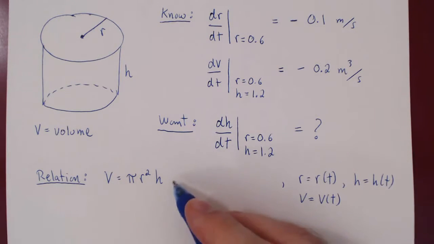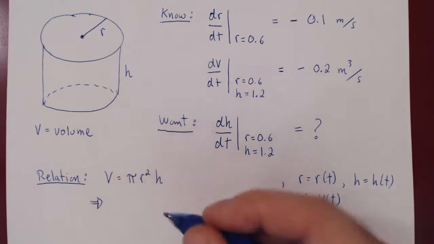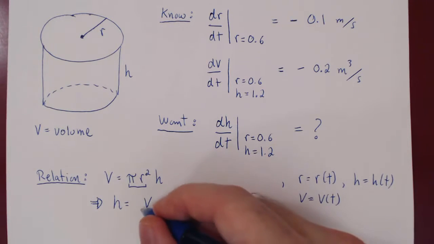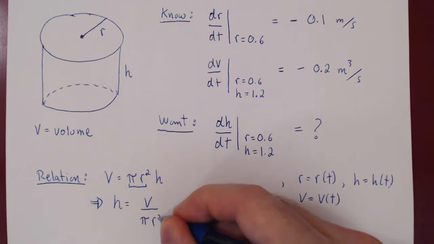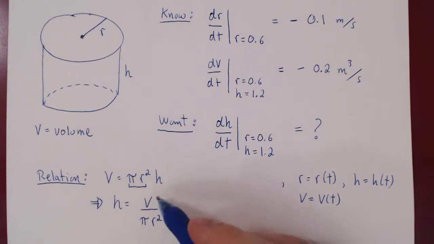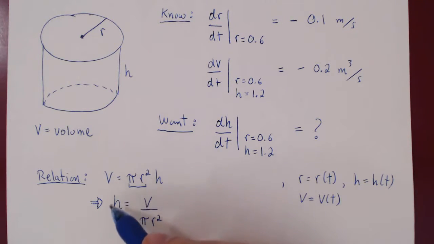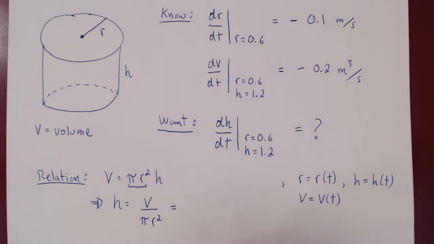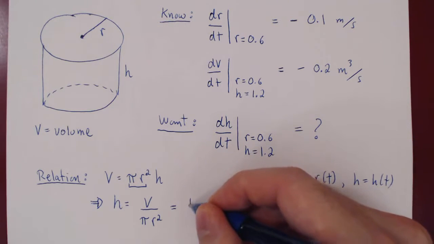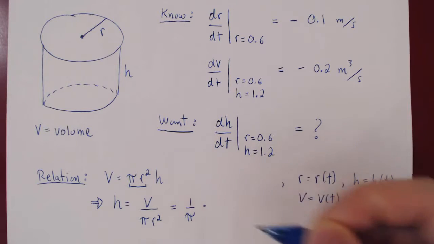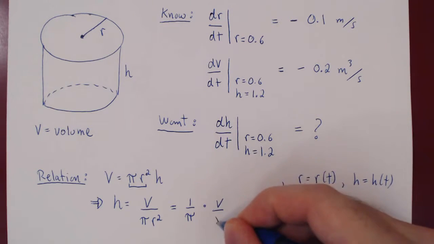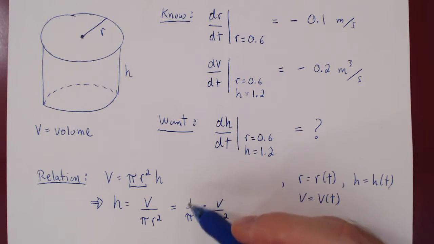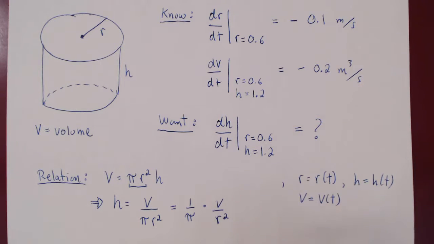So if the volume is pi r squared h, this means that the height will be the volume divided by pi r squared. And now here, I could differentiate this as is, but I'll simplify a little bit, because the pi is a constant multiple. So you can factor this as 1 over pi times the volume over r squared. So when you differentiate this, you'll just leave the 1 over pi up front, as it is a constant multiple of the function of t.